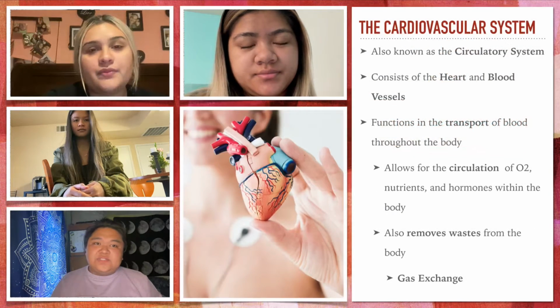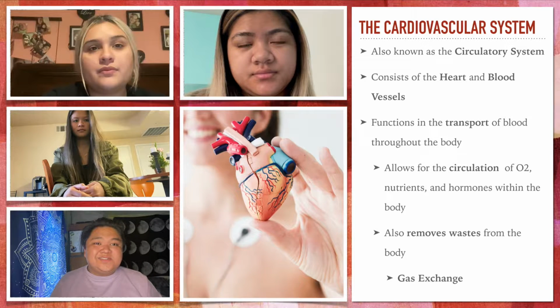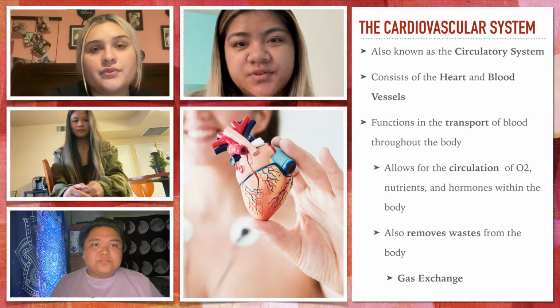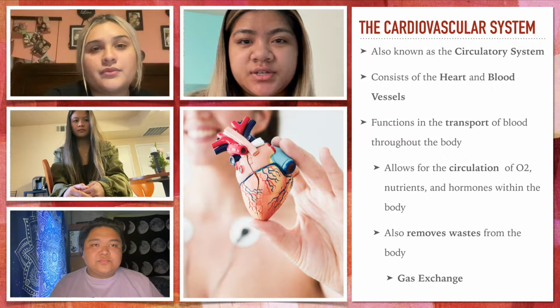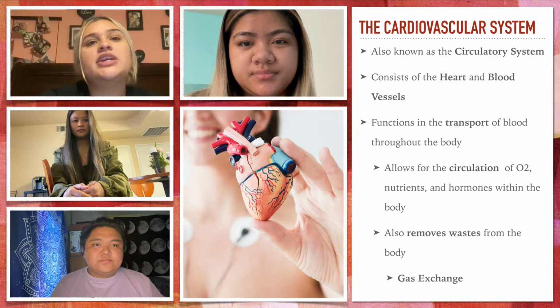For our presentation, we decided to do the cardiovascular system, also known as the circulatory system, which consists of the heart and the blood vessels. The function of this body system is to carry blood away from and towards the heart. This allows for the circulation of oxygen, nutrients, and hormones to the cells of our body. In addition to providing the necessary components to keep us alive, it also removes waste products like carbon dioxide through gas exchange within the lungs.